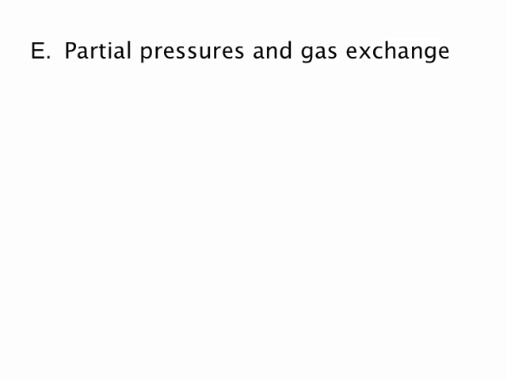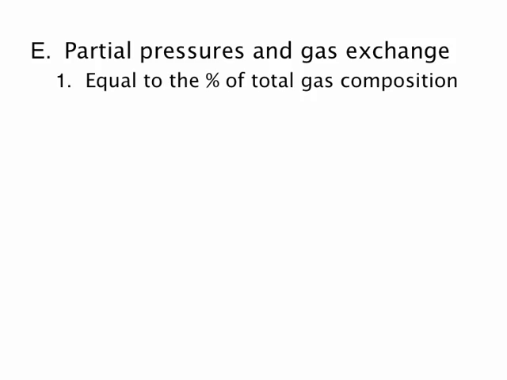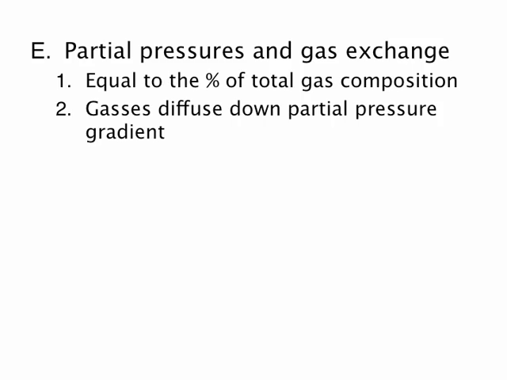Now, the reason that gases diffuse is due to a partial pressure gradient. So the partial pressure of a gas is equal to the percentage of the total gas composition. What you are breathing right now, the air, is not 100% oxygen. Gases, again, are going to diffuse down that partial pressure gradient. So they're going to move from an area of high partial pressure to an area of low partial pressure.